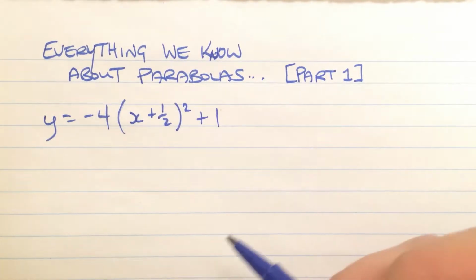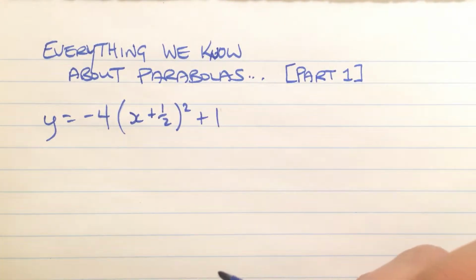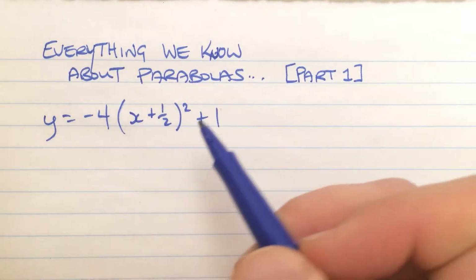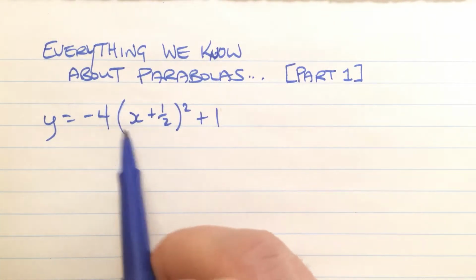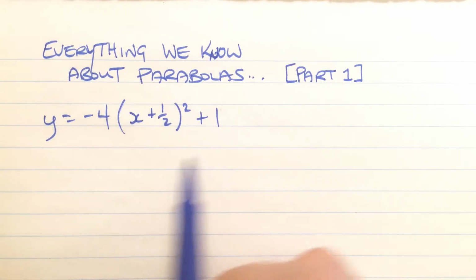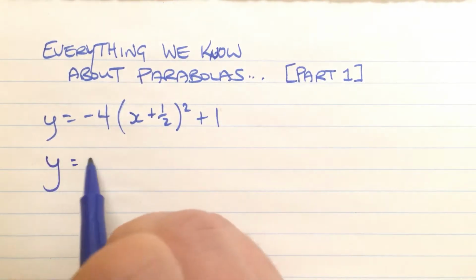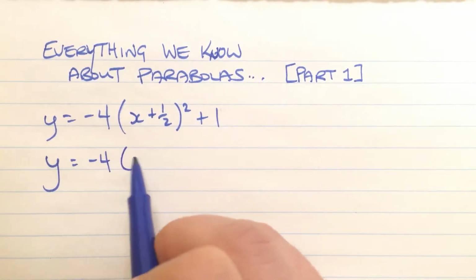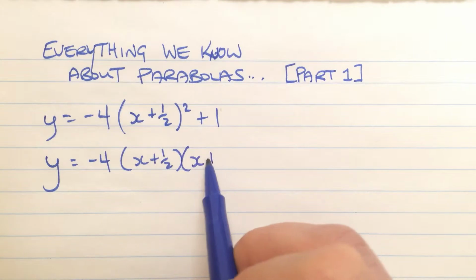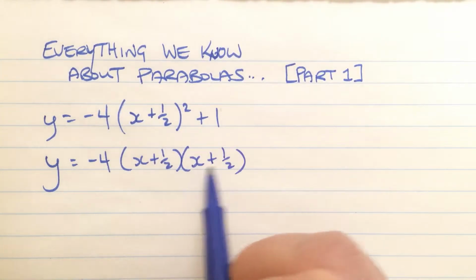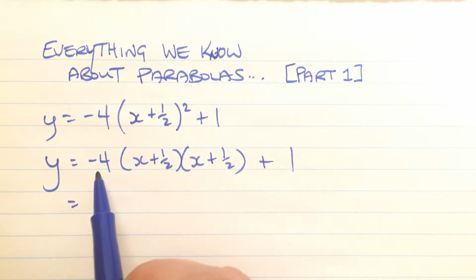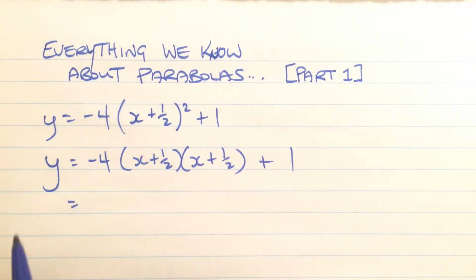And we need to convert it to standard form and to factored form, and then notice some other things about the parabola. So let's convert this to standard form. The first thing is we're going to do the squaring. So going to standard form is basically just simplifying everything. To square this, let me just write out what this means. This whole thing is squared, so it's multiplied by itself, (x plus 1/2) times (x plus 1/2), and we leave this -4 out here for now, and this plus 1 at the end.